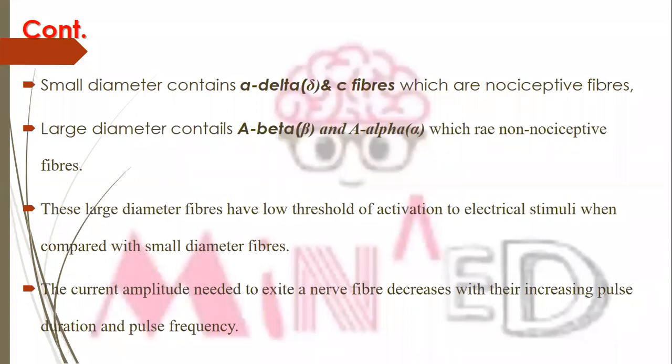The current amplitude needed to excite a nerve fiber decreases with increasing pulse duration and pulse frequency. If you wish to activate a large diameter fiber without the activation of the small diameter fiber, that is the A delta and C fiber, you have to select low intensity high frequency current, that is 10 to 250 pps, that is pulses per second or hertz, with the pulse duration between 10 to 100 microseconds. If you increase the pulse duration, it will lead to activation of the small diameter fibers.